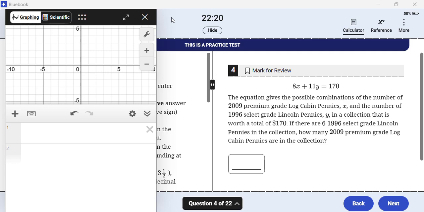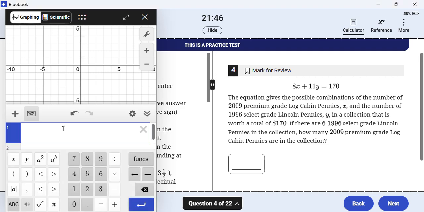Number 4, the equation gives the possible combinations of the number of 2009 premium grade log cabin pennies, X, and the number of 1996 select grade Lincoln pennies, Y, in a collection that is worth a total of $170. If there are 6 1996 select grade Lincoln pennies in the collection, how many 2009 premium grade log cabin pennies are in the collection? So this is a whole lot of words for no reason. They start by giving us the equation. So I'm going to put the equation in Desmos in the calculator.